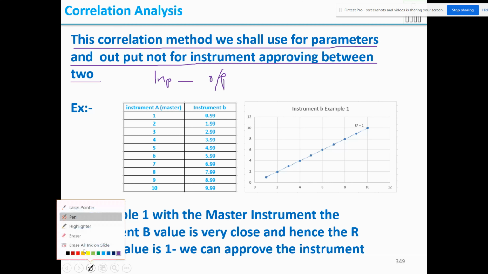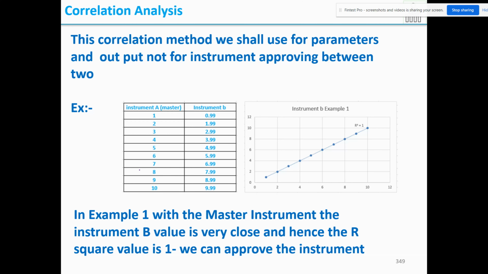Many companies are using correlation R square value for instrument correlation. That is a wrong method. Why is that the wrong method? I'll explain with a live example. For example, there is a CMM already running in the company. Let us say CMM A.